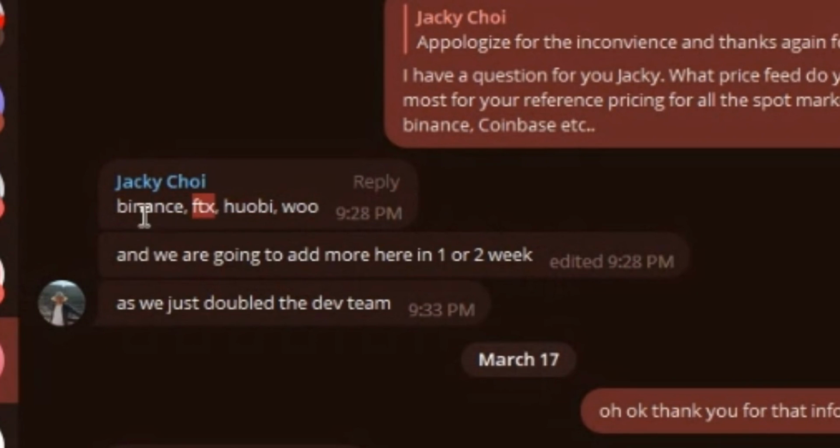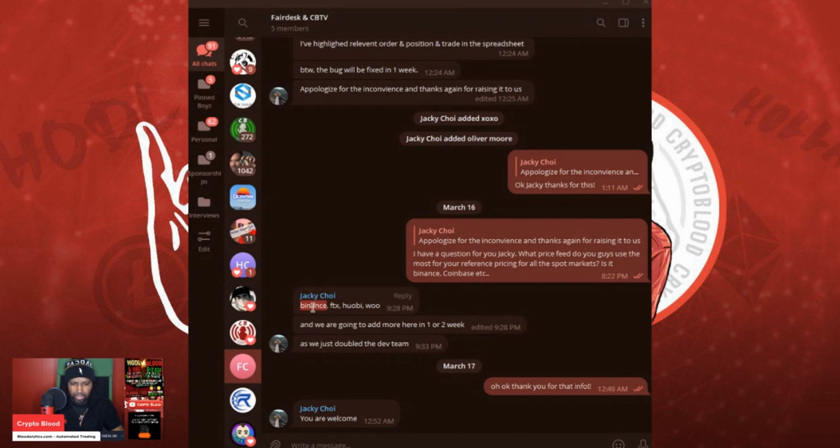Don't know why they're still using FTX as a feed, but this made me think about changing the strategy as far as which feed we use on the algo. So I'm going to be switching everything over to Binance for the charts.